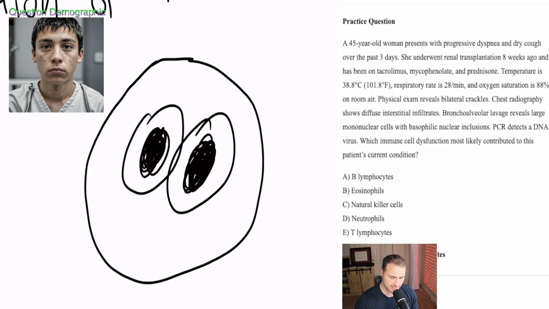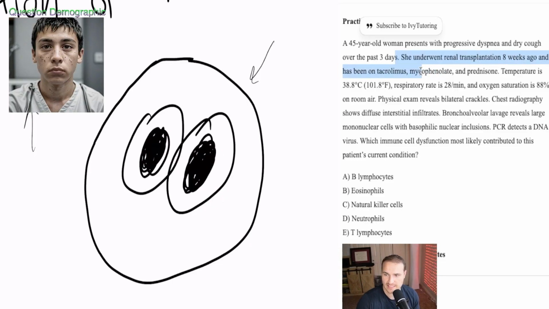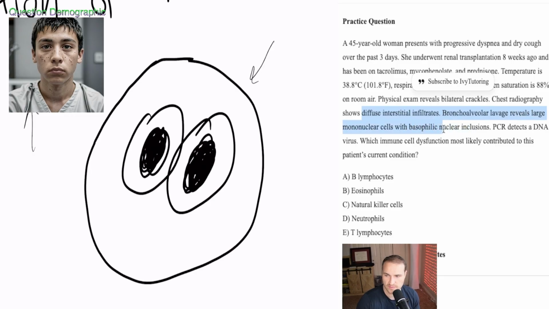All right, now for this next question, I'd like for you to take a look at this drawing that I've done and tell me what is the condition associated with this drawing. Now, I know I'm not the best artist, but it's going to be associated with this question. A young boy, it could be anything, presents with progressive dyspnea and dry cough for the past 3 days. She underwent renal transplantation 8 weeks ago and has been on tacrolimus, mycophenolate, and prednisone. Temperature is 101.8. Respiratory rate is 28. And the chest exam shows bilateral crackles. Chest radiography shows diffuse interstitial infiltrates. Bronchoalveolar lavage reveals large mononuclear cells with basophilic nuclear inclusions. PCR detects a DNA virus. Which immune cell dysfunction most likely contributed to this condition?